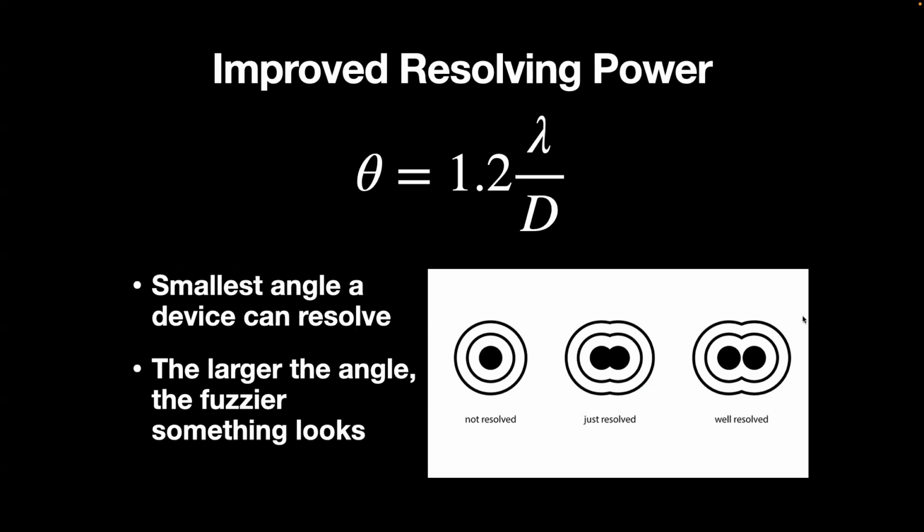And so this is an example, kind of a cartoon, of what we mean by resolved. This right here would not be a resolved image. It just looks like one. If it's just barely resolved, you can start to see there's actually two things right here, which are very close together. But if we can get a pretty big diameter telescope, we can start to actually split these two objects up. And this is a very well-resolved image. But the larger this angle, the fuzzier an object looks in your eyepiece.